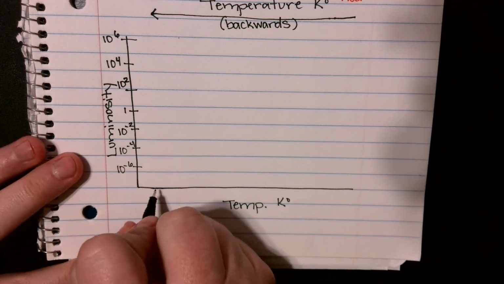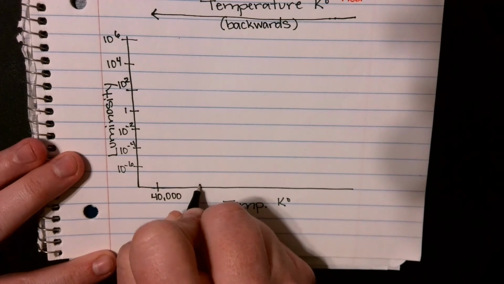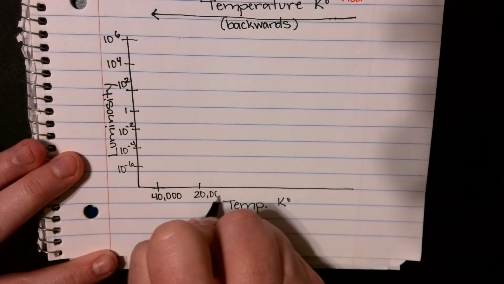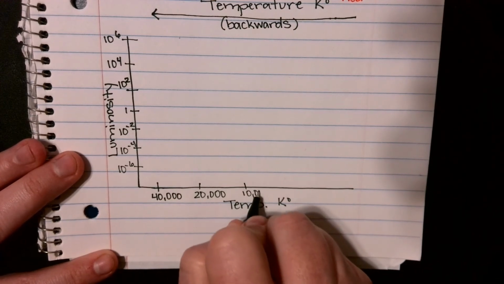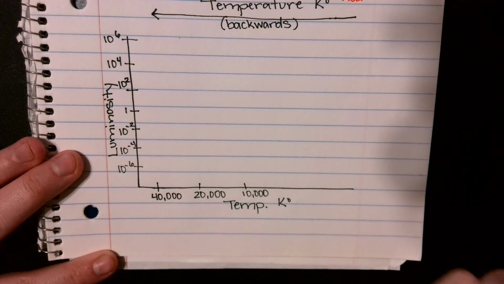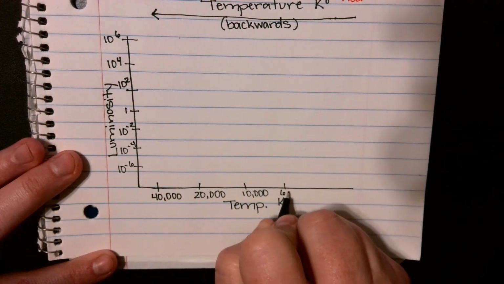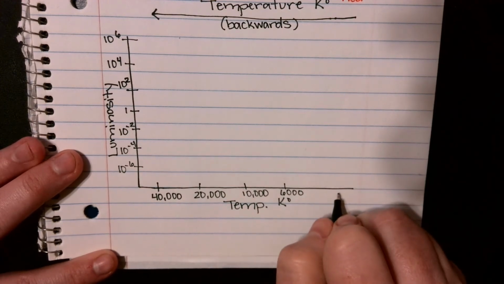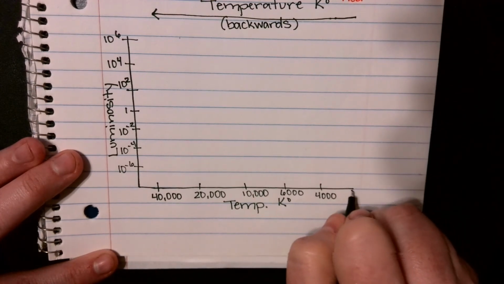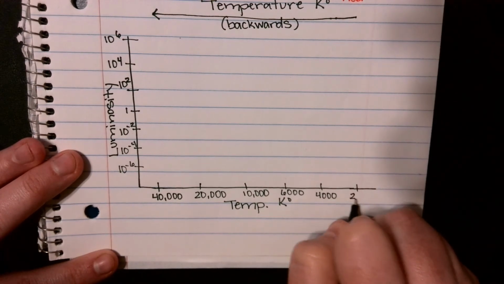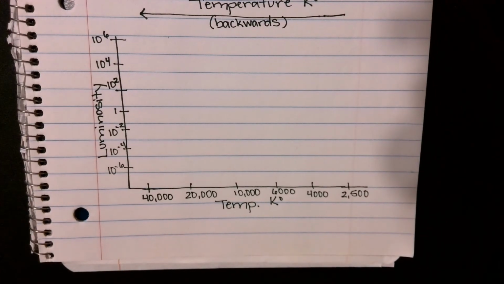We're going to do our same thing with our temperatures. We're going to say this is about 40,000. I'm going to say this next chunk is about 20,000. And then we do a big jump down to about 10,000. And then we're going to do a chunk here at about 6,000. And we'll do a chunk about 4,000. And a chunk of 2,500. Okay, so we're going to have a couple of different temperatures.